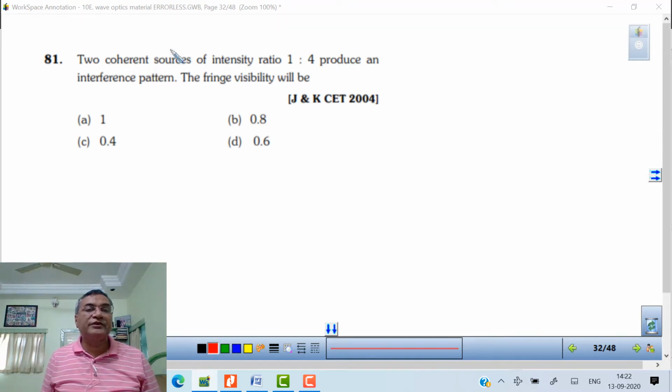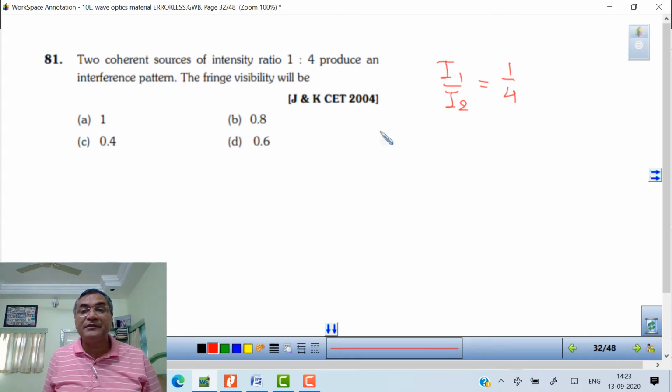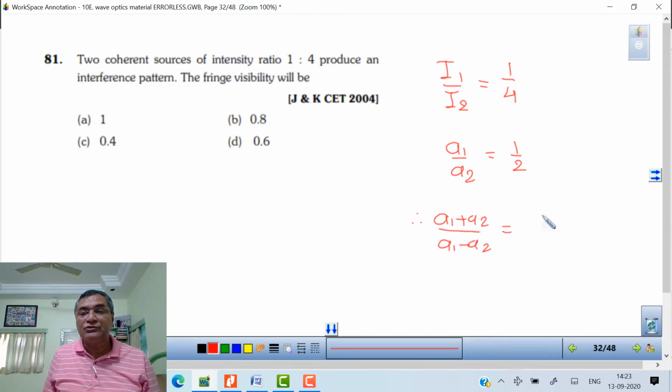Two coherent sources of intensity ratio I1 upon I2 is equal to 1 upon 4 produce an interference pattern. Then what is the visibility? To find the visibility we have to find I max and I min. First I write A1 upon A2 is equal to 1 by 2. Now you know that amplitude is proportional to root I. Therefore (A1 plus A2) upon (A1 minus A2) is equal to 3 by 1, and therefore I max upon I min is equal to 9 by 1, because intensity is proportional to amplitude square.